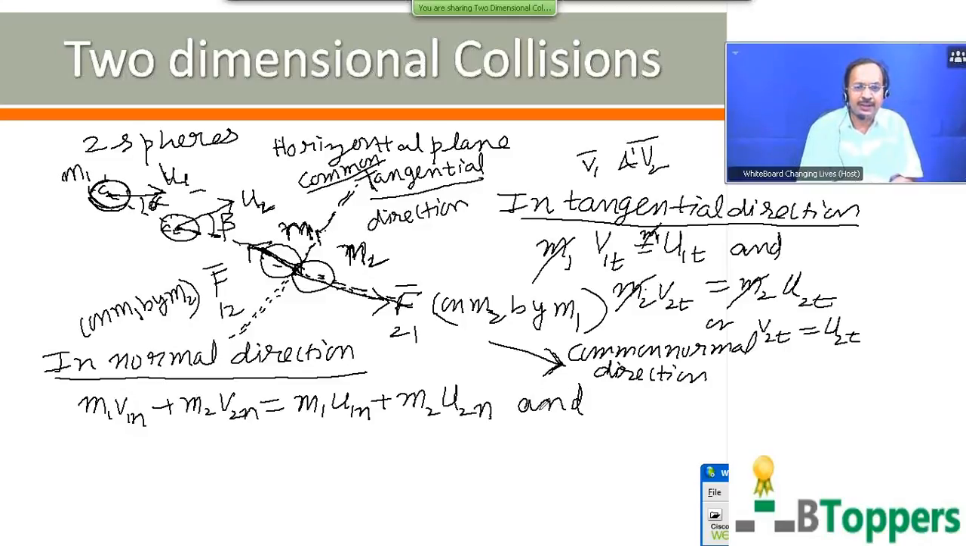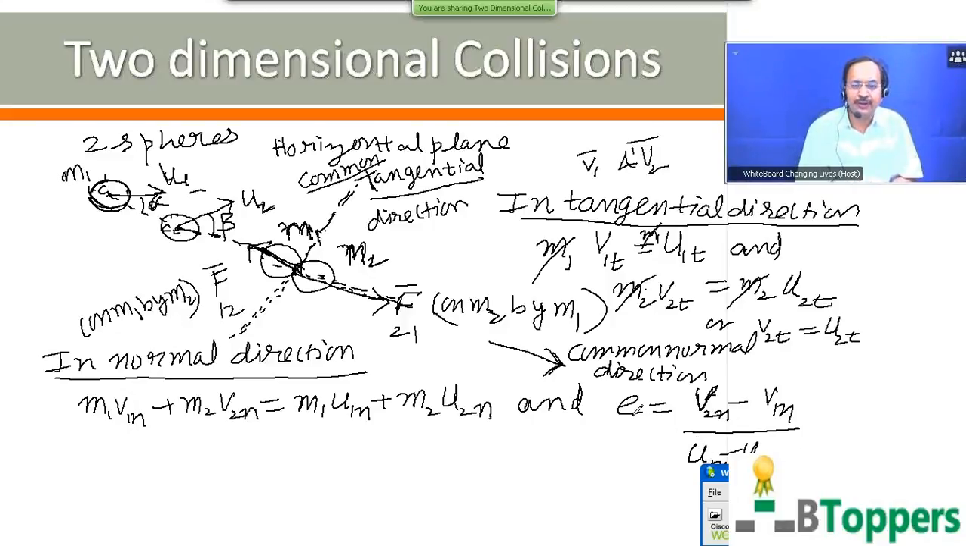As we discussed earlier for one-dimensional collision, the coefficient of restitution between the two colliding spheres, we write e equal to V2 minus V1 by U1 minus U2 for one-dimensional collision. A similar equation you can write even for two-dimensional collision between two smooth spheres, but you have to consider the velocities along the normal direction. That means e can be written as V2N minus V1N by U1N minus U2N.